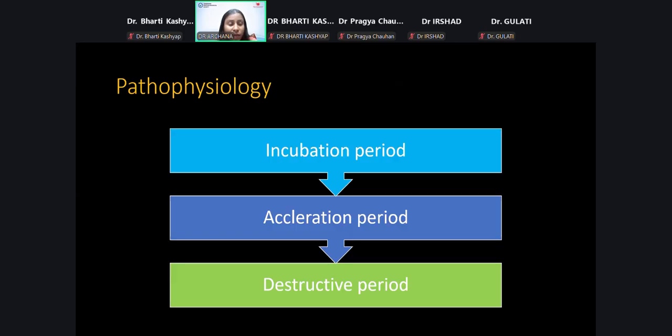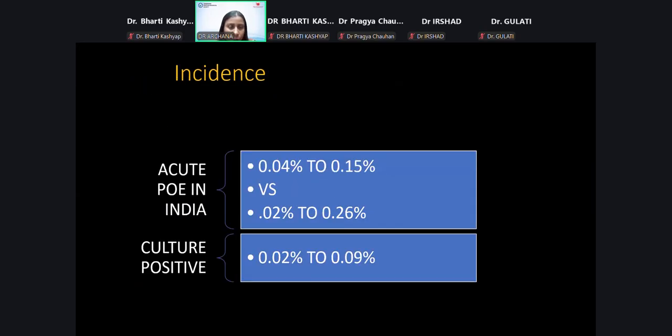Then in the acceleration period, it causes multiplication of the bacteria. There is phagocytosis, phagocytes come in, opsonization happens. Clinical features start coming in this phase, but usually this is the phase when culture is negative, because most of the organisms are attacked. They are in the macrophage, being opsonized, being attacked. But the destructive period is the phase when there is abundant multiplication of the organisms. Already there is insult to the retina and vitreous, and the growth in the vitreous starts.